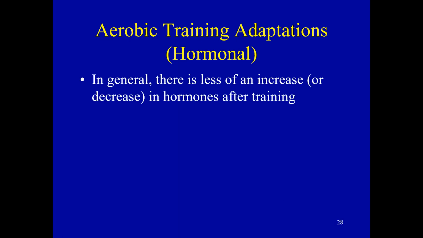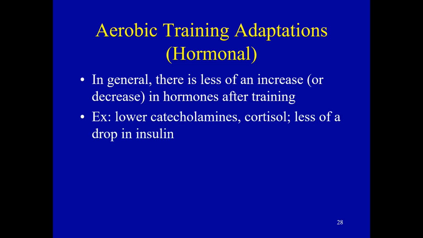In general, for hormonal changes, there's an attenuated response of hormones to exercise after training. After training at rest, you may not see any major differences in resting hormone levels, but how those hormones respond to stress may be a little bit different. In general, there's less of an increase, or less of a decrease if that hormone goes down during exercise. For example, catecholamines, which we know go up during exercise, won't go up near as much at the same exercise workload because that workload represents less of a stress on the body.